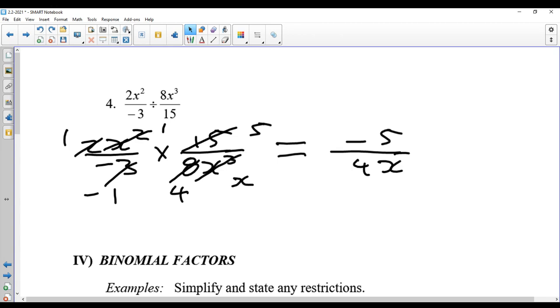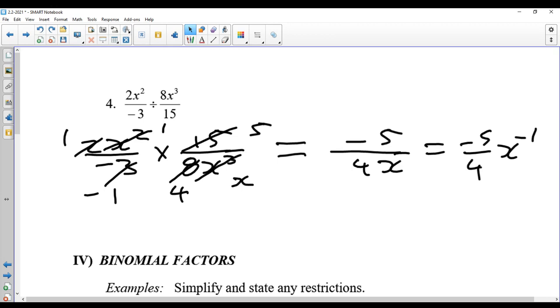Anytime you have an x on a denominator, which is where it is right now, it can be put as x to the minus 1. I could have written this as the following: minus 5 over 4 times x to the minus 1. Those two things are the same. Okay? The x on the bottom suggests that it's an x to the minus 1. So that's why that is. Both of these are equivalent.